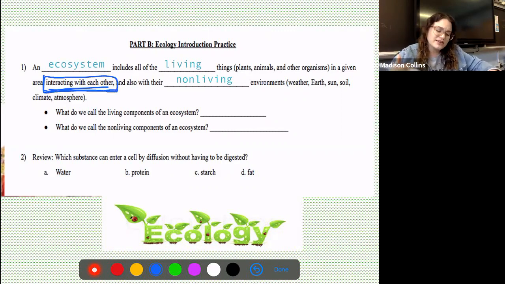So then what do we call the living components of an ecosystem? Remember, bio means life, so we call those living components biotic factors. But then what do we call the non-living components of an ecosystem? Remember, abiotic means without life, so those are our non-living components.